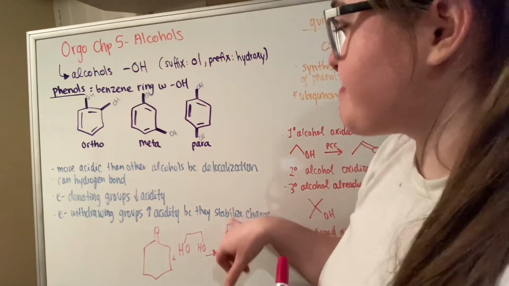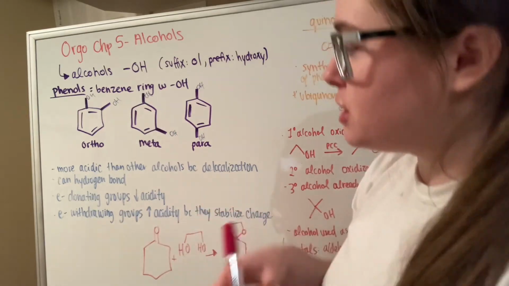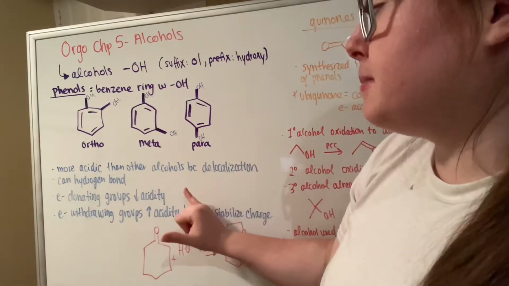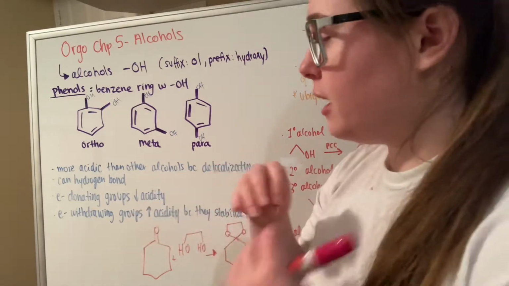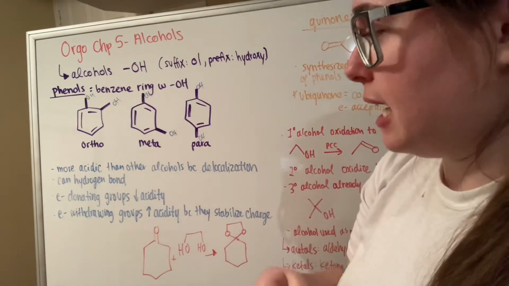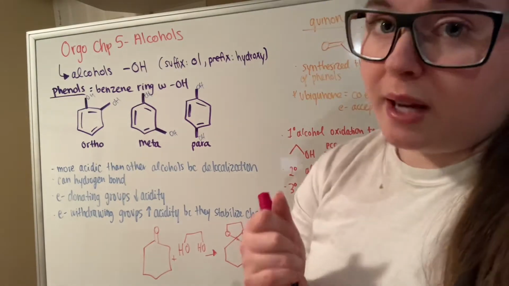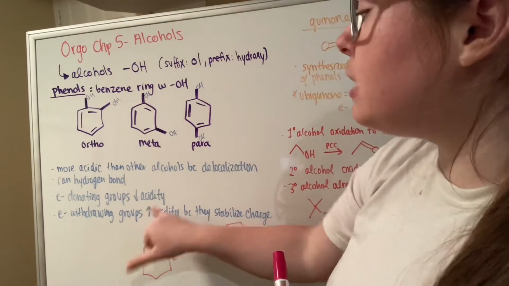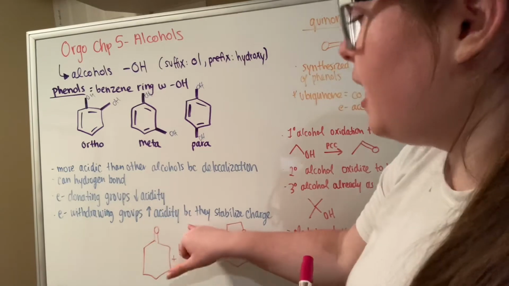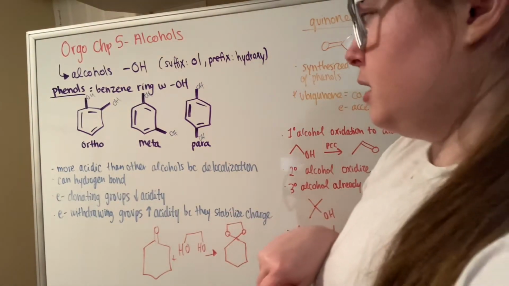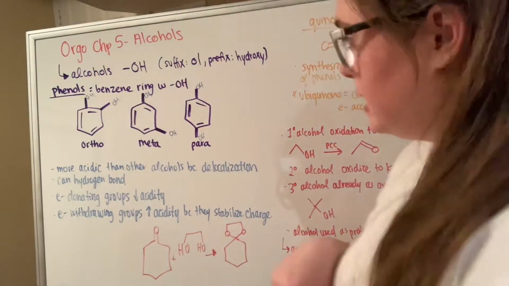So these are really important points to conceptualize everything as a whole. I'll say this part again. Electron donating groups will decrease the acidity, and electron withdrawing groups, so very electronegative atoms, will increase the acidity because they can stabilize the charge. So that is definitely important.